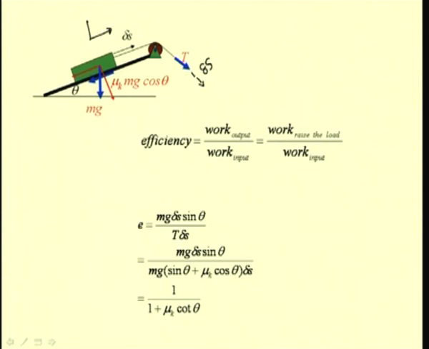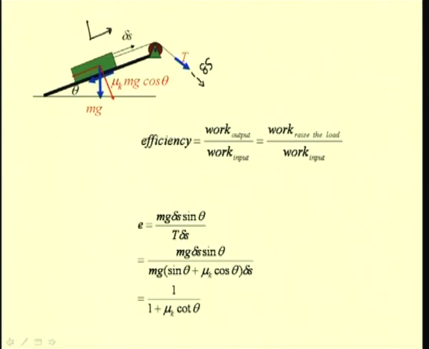So, we have T times delta s as the work input, and the work output is nothing but the work done to raise this weight, which is mg delta s sin theta, divided by this T times delta s, the input work, which can be written as the work used to raise the load plus the frictional work that is lost. So, that is the input work.